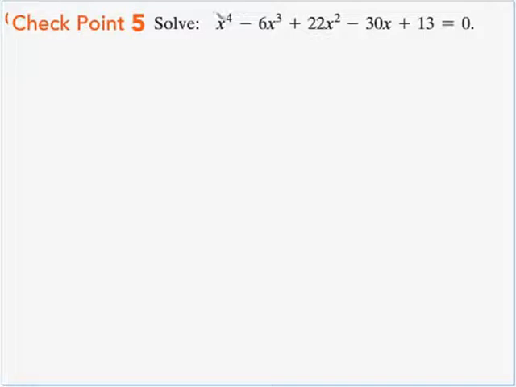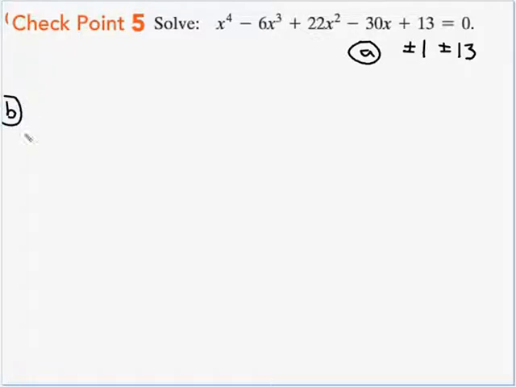quadratic formula. This is the fourth power. Leading coefficient is a 1. The good thing here is our constant is a prime number, 13. So our only possible roots are plus and minus 1, plus and minus 13. That's part A. All right, let's try part B.